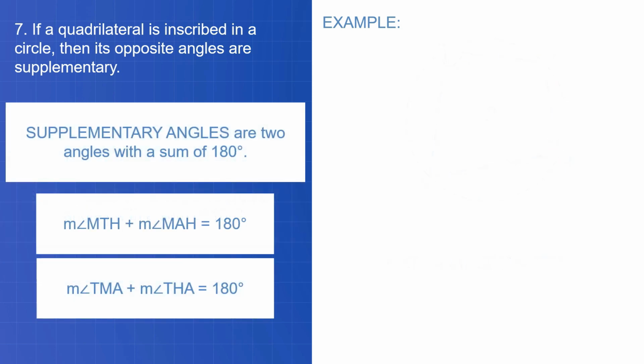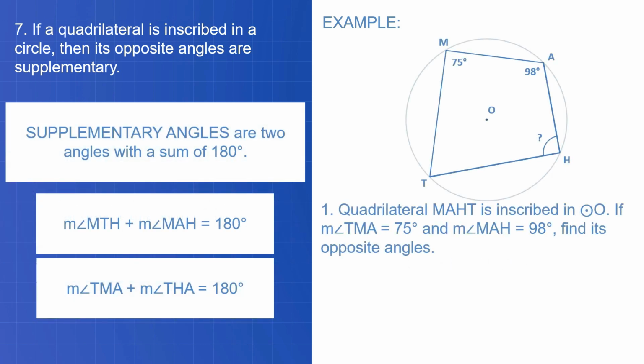Now let's try to answer this sample problem. Quadrilateral MAHT is inscribed in a circle O. If the measure of angle TMA is equal to 75 degrees and the measure of angle MAH is equal to 98 degrees, find its opposite angles.